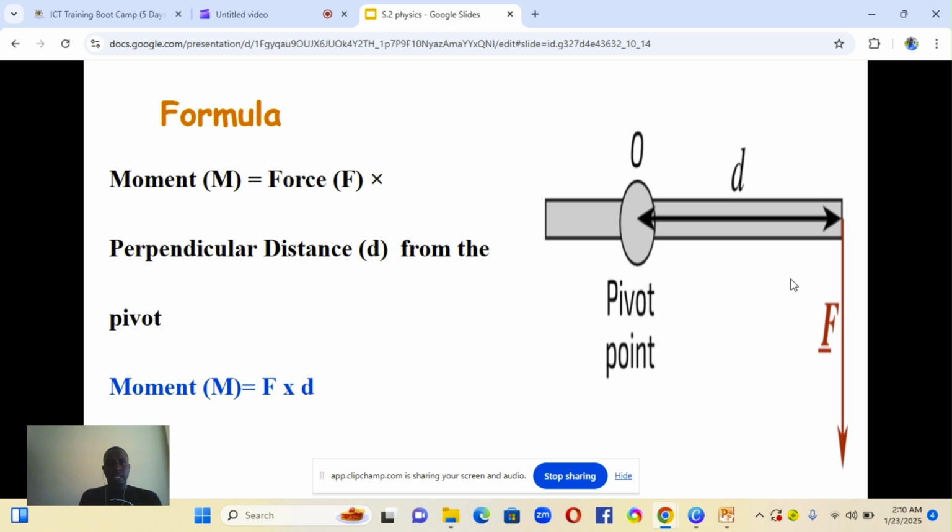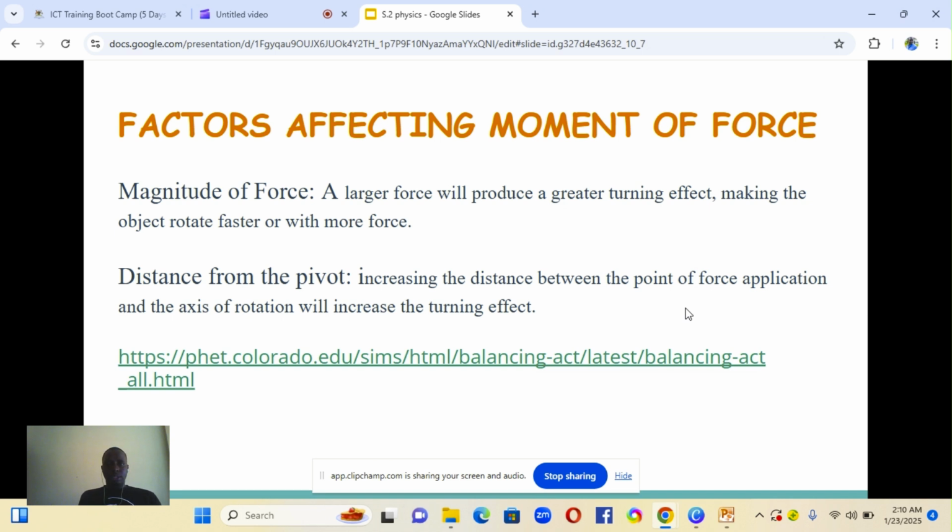So from the definition, we get our formula that moment of force is force times distance from the pivot, which we can abbreviate as moment M is equal to Fd, where F denotes the force and d denotes the perpendicular distance. As we have defined and seen in the diagram, we have two factors that affect the moment of force. One is the magnitude, the other is the distance from the pivot. How do they do this?